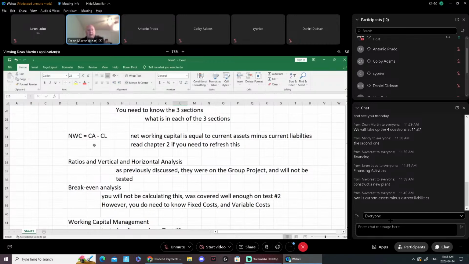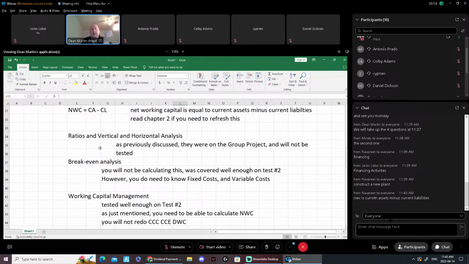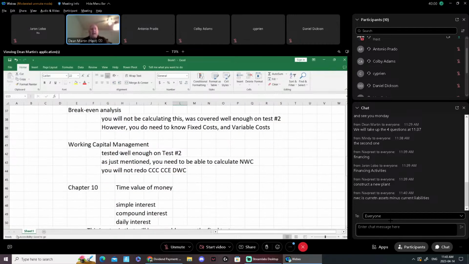Net working capital, as promised, will be on the whole test. Be able to calculate this if you're given a bunch of accounts. Know which are current assets, know which are current liabilities, know which aren't either. One minus the other is your net working capital. Ratios and vertical analysis and horizontal analysis, that was on your group project, nothing on the test. Break even analysis, you're not calculating it again. But there can be a question on fixed costs and variable costs. Let's go back and take a look at those.